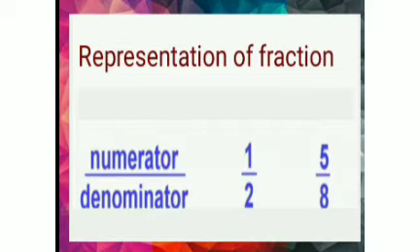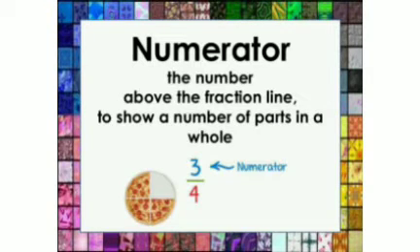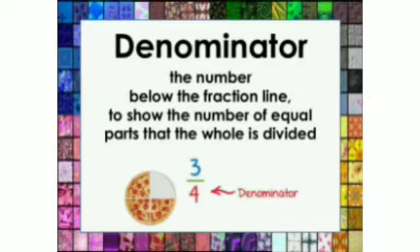Divided by means you have to draw one line. Numerator by drawing a line and then below which you have to write denominator. For example, 1 divided by 2 and 5 divided by 8. What is meant by numerator? Numerator is the number that is above the fraction line. It is used to show a number of parts in a whole. See here, for example, 3 by 4. Here, 3 is the numerator.